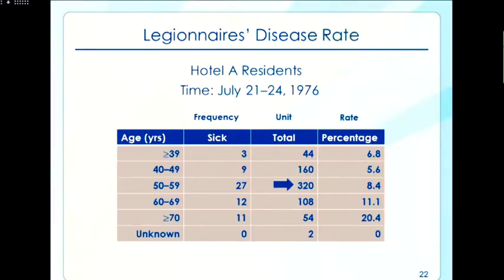It's actually the age group of 50 through 59, who had 27 persons who became ill. But you'll notice that this is also the largest proportion of all of the convention attendees. So now I'll ask you, which group had the highest rate of persons becoming ill? So the highest rate is actually among those individuals 70 years or older. And this is why epidemiologists not only look at the raw numbers, but also must look at the rate, or they might actually be slightly misled by their data.